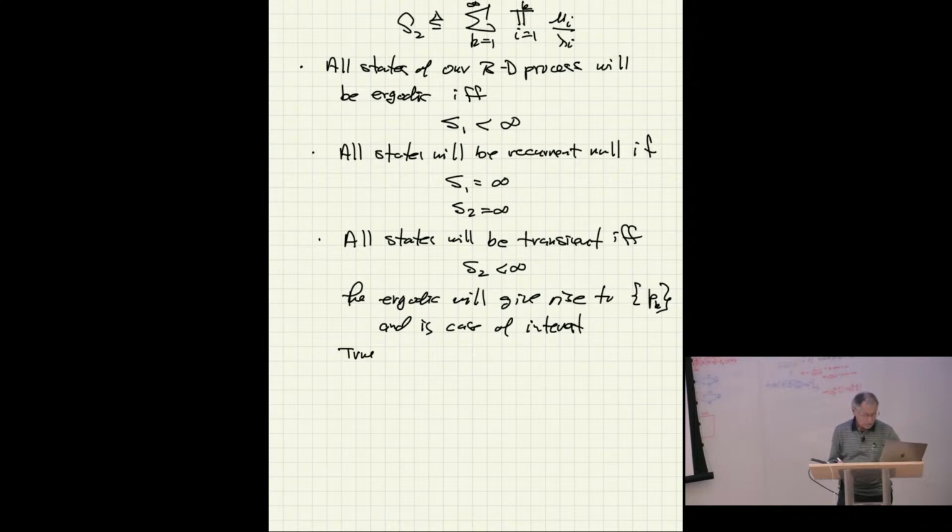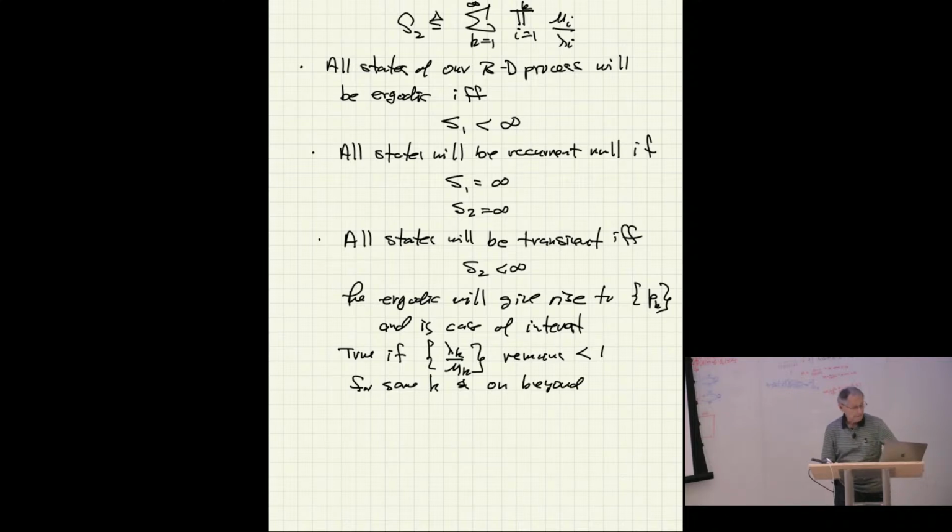And it's going to be true if the set lambda k over mu k remains less than 1 for some k and on beyond that k. I'll say that more carefully in just a moment now.